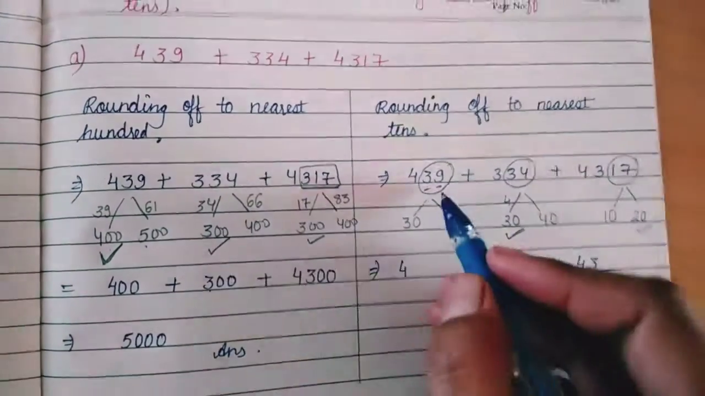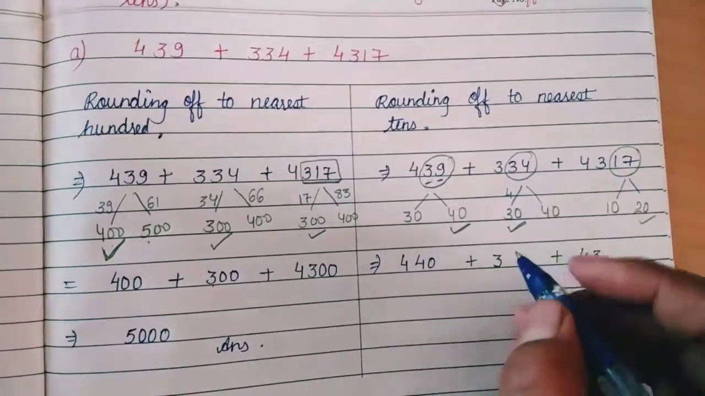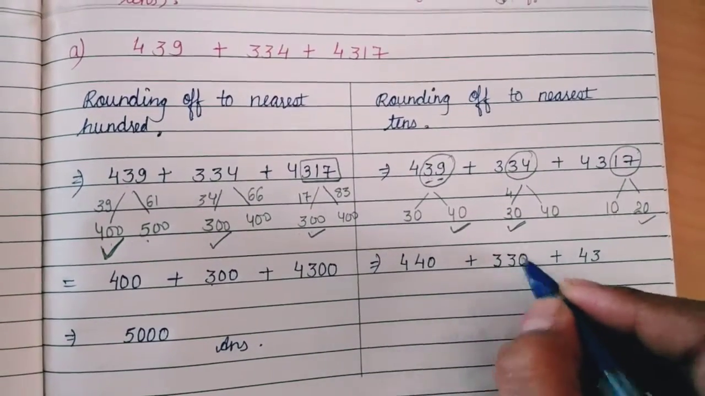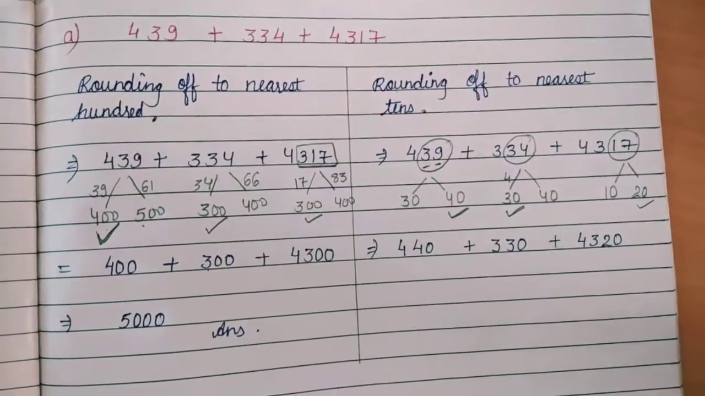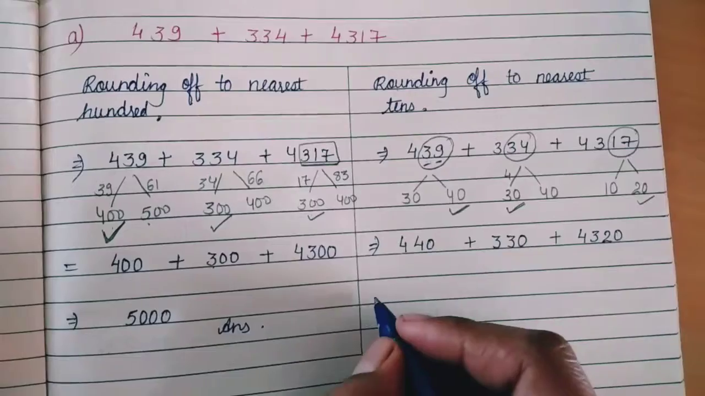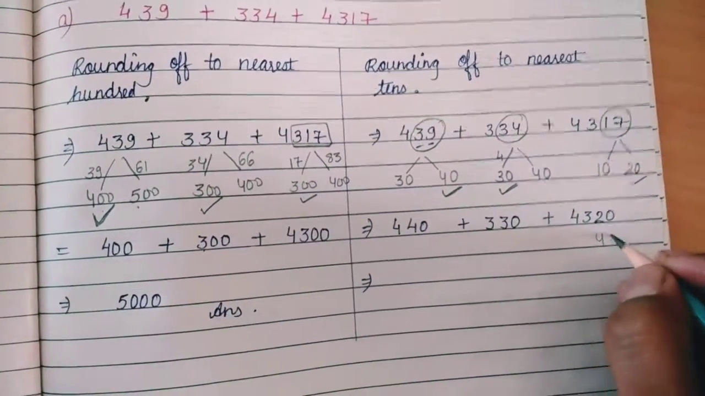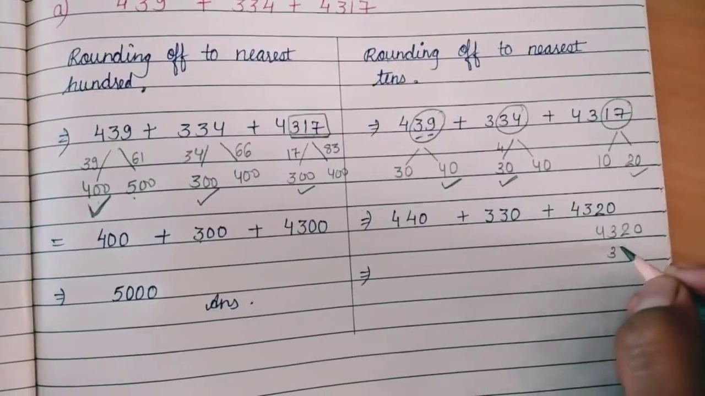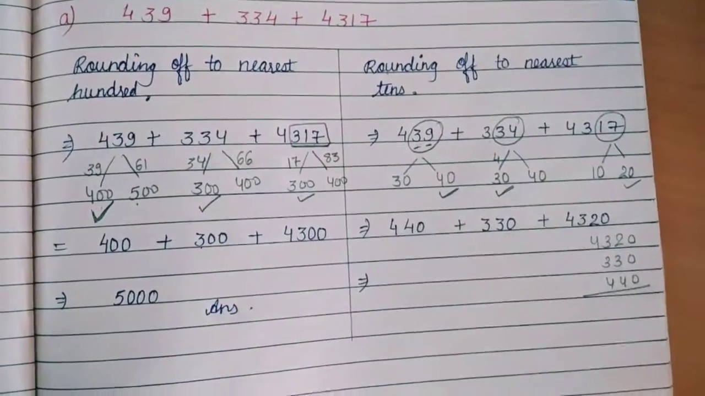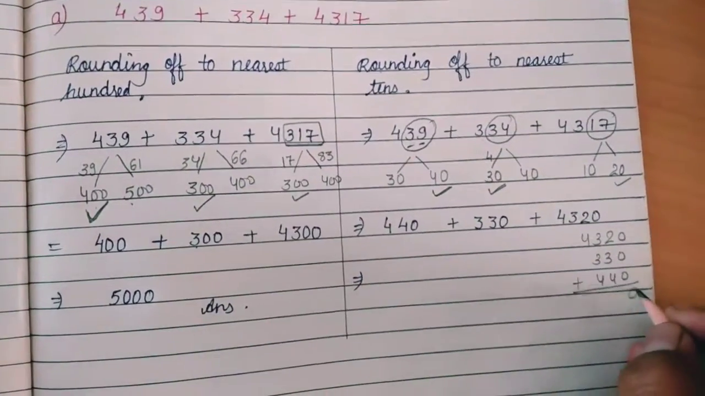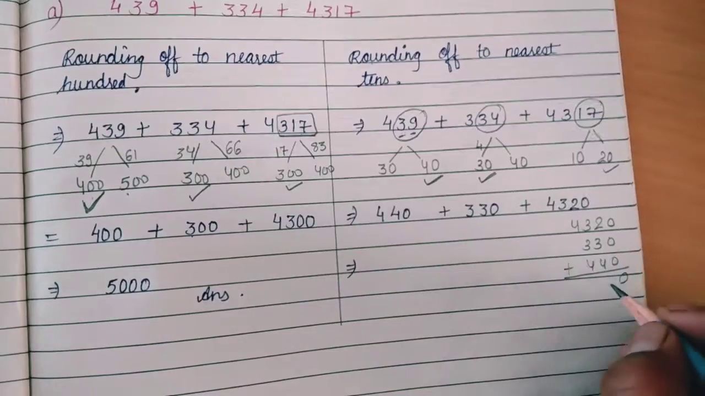So in place of 39 we will write 40. In place of 34 we will write 30. And in place of 17 we will write 20. Now we will add them. 4320, 330 and 440 will be added to each other. 0 as it is. 4 plus 3 is 7, plus 2 is 9.